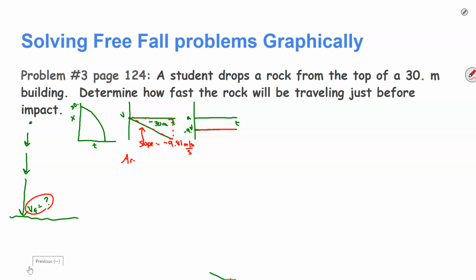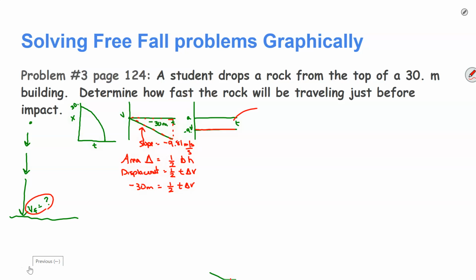So the area of that triangle equals 1/2 base times the height. That area is the displacement, which equals 1/2 the time times the change in v. I'm just substituting in: base is time, height is the change in v. The displacement is a negative 30 meters equals 1/2 time times change in v. I don't have the change in v and I don't have the time, so I need to get those from somewhere else. Well, there is something here.